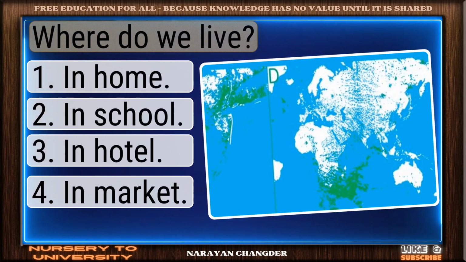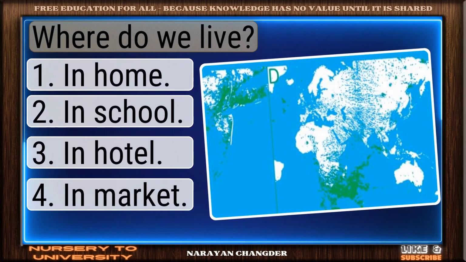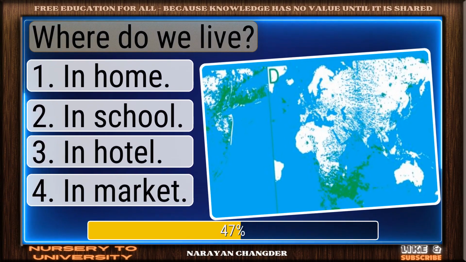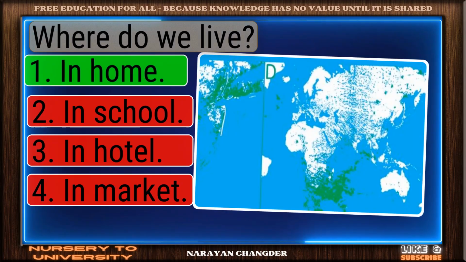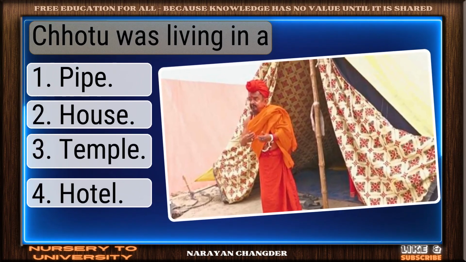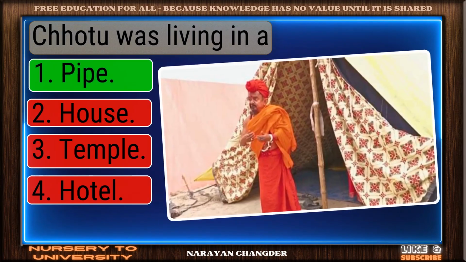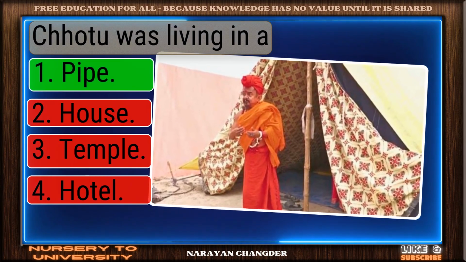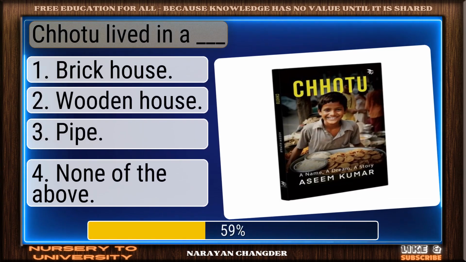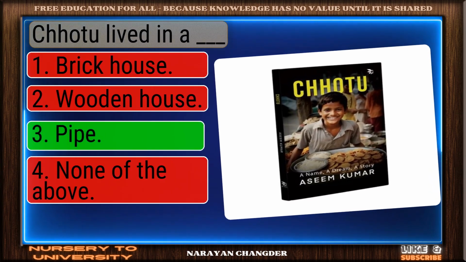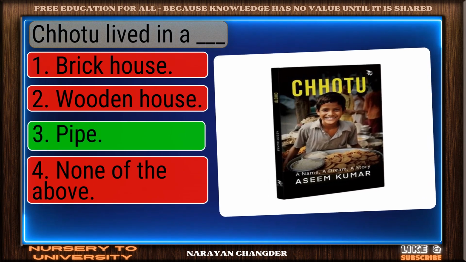Can you solve all these Class 3 EVS Chapter 5 Chhotu's House questions? Where do we live? In home is the correct answer. Chhotu was living in a... Pipe is the correct choice. Chhotu lived in a dash. Your choice, pipe, is sound and 100% true.